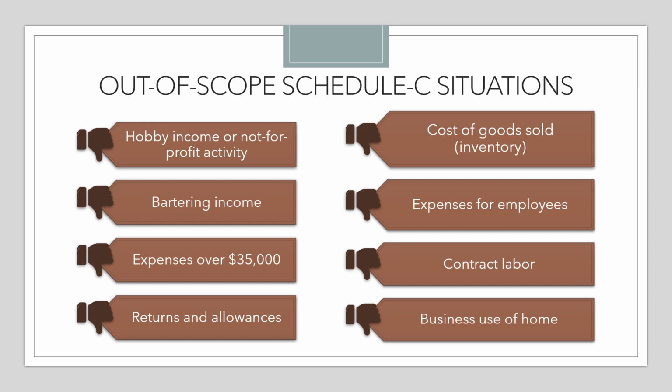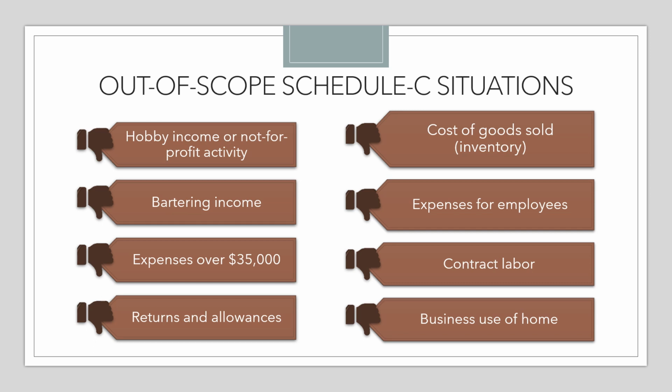So if somebody is engaged in not a business, but actually a hobby, so this is like a not-for-profit activity, that type of income, which can sometimes be confused with Schedule C income that is for profit, if it turns out that it's really not for profit, it's just a hobby and they're making a little money on the side, unfortunately we can't help them with that on their return this year. They need to visit a paid preparer.